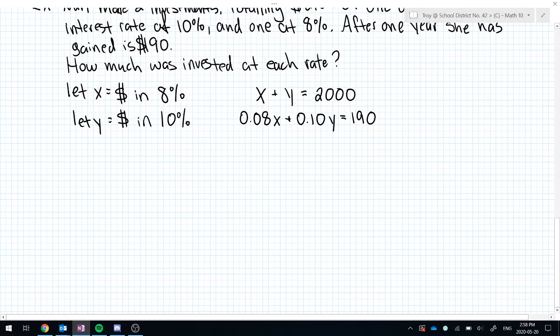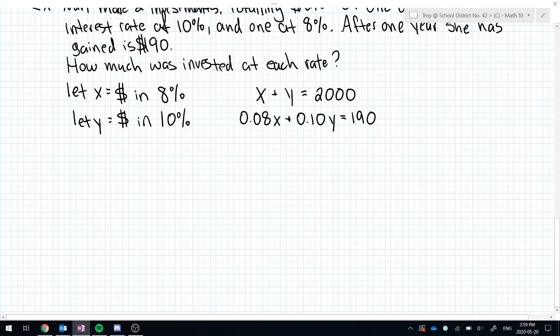So now we have a system. We have two equations that are true for the question. And now we just want to solve for x and y, so we can use our substitution method. Remember, it really doesn't matter which variable you choose to isolate here. You can isolate x or y in the first equation. You can isolate x or y in the second equation. You will get the same answer regardless.